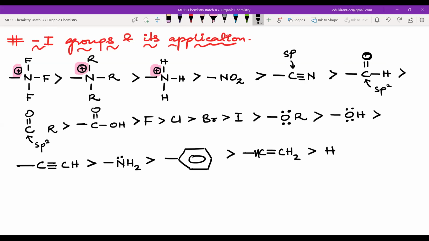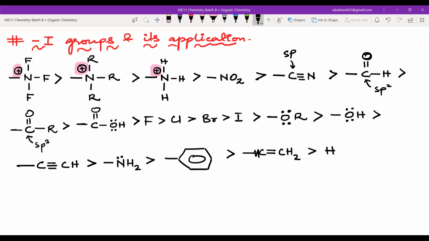Okay, next is the carboxylic acid group. Now you can say that it has two oxygens attached to it, but one thing you should remember is that this oxygen has lone pair electrons. Now these lone pair electrons can donate through the pi bond, which we will see in resonance. That is why this is less electronegative than the ketonic group.